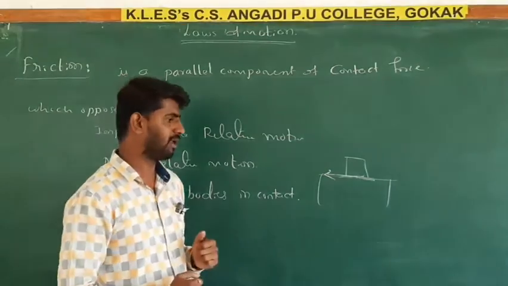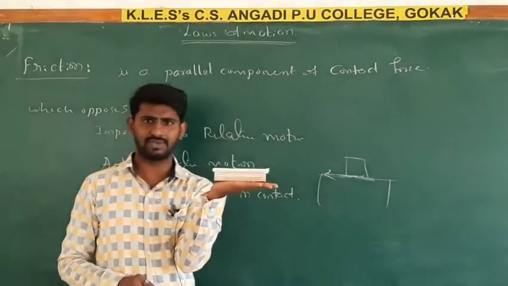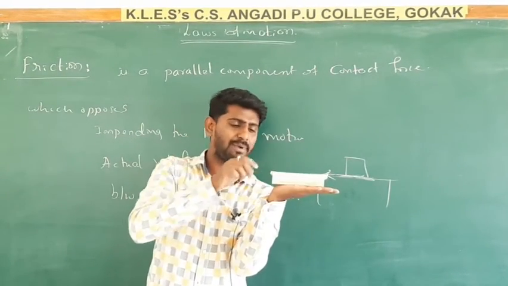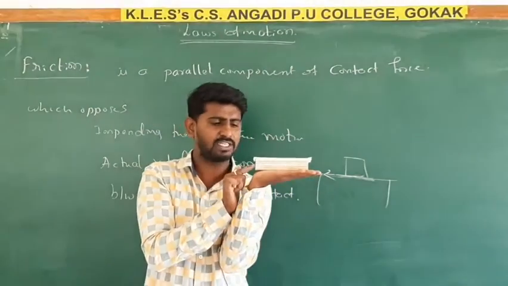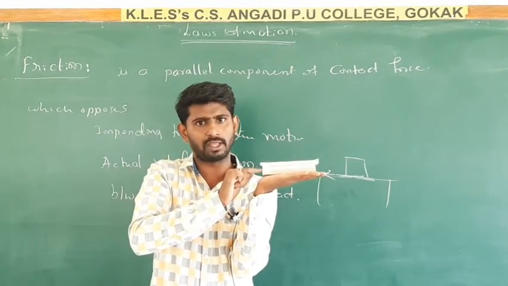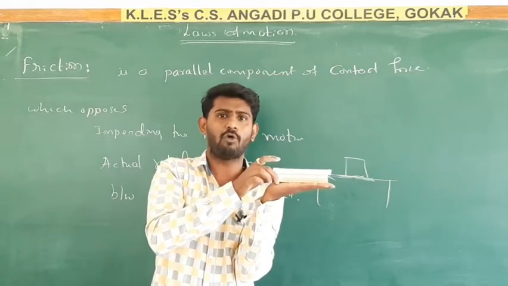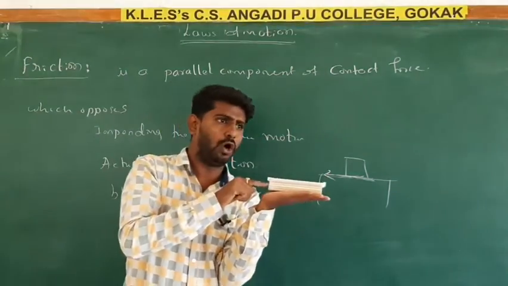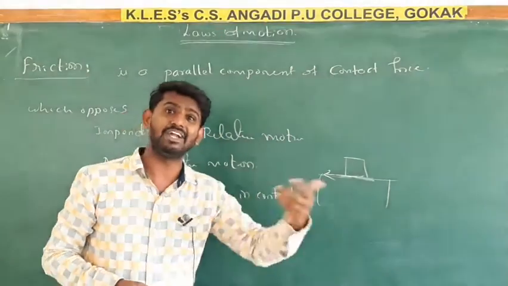For example, there is a body on a particular surface. You apply some force, say it started to move. If I apply enough force, it may move. If I apply a very small amount of force, say the body is not at all moving. If I apply still more, it is still not moving. So you are applying the force to move that body, to give the relative motion. Okay, so impending to the motion means tending to the motion.